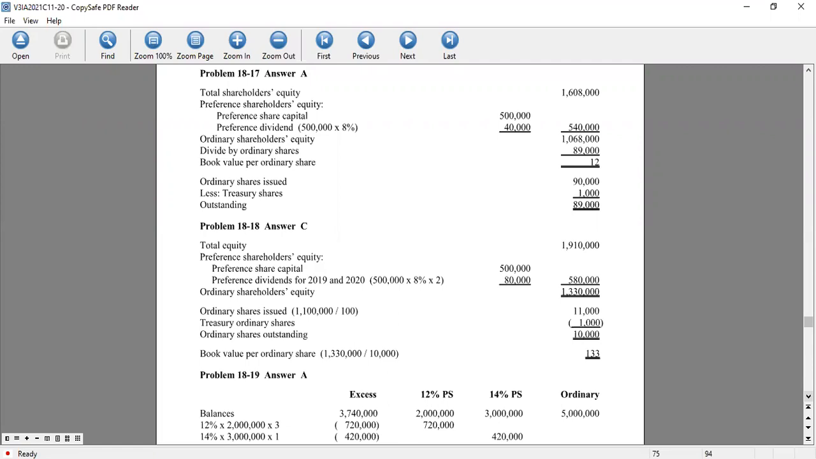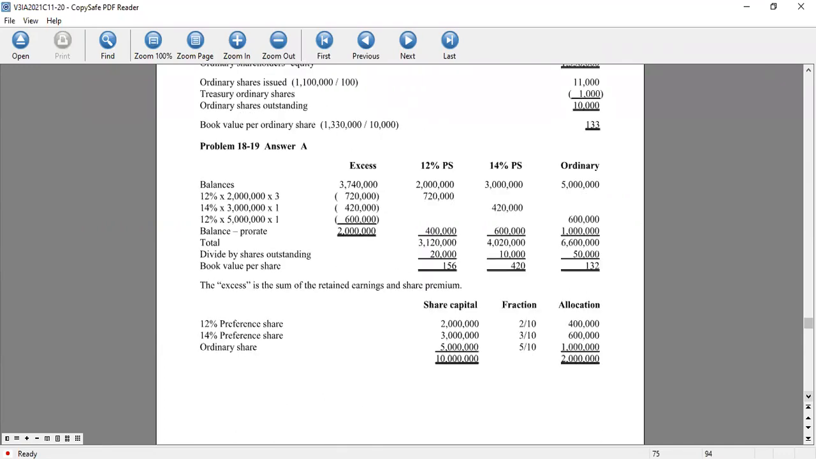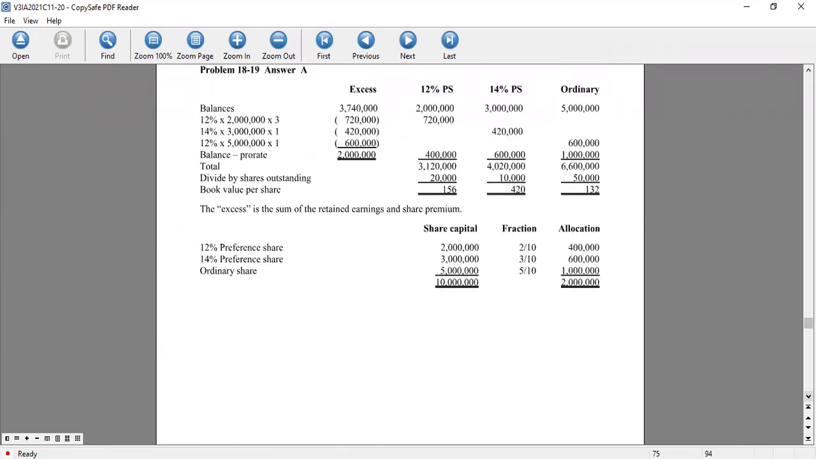And so we have the difference of 1,330,000 for the ordinary shareholders' equity. The shares issued for the ordinary shares is 11,000, less the treasury shares of 1,000. So ordinary shares outstanding of 10,000, leaving the book value per ordinary share of 133 pesos. Next, number 19. What amount should be reported as book value per ordinary share?